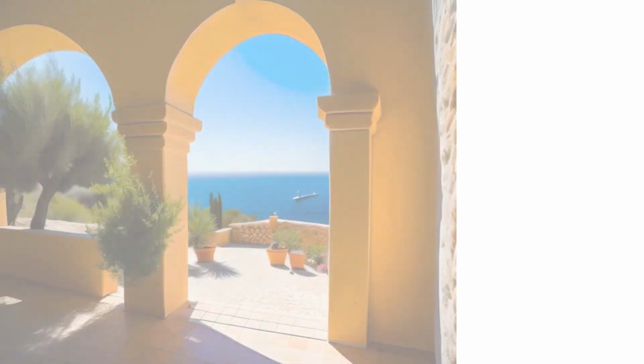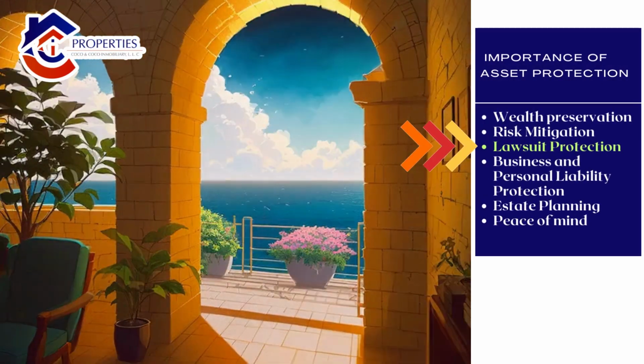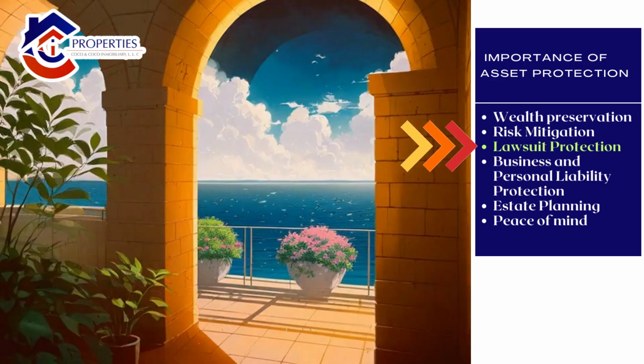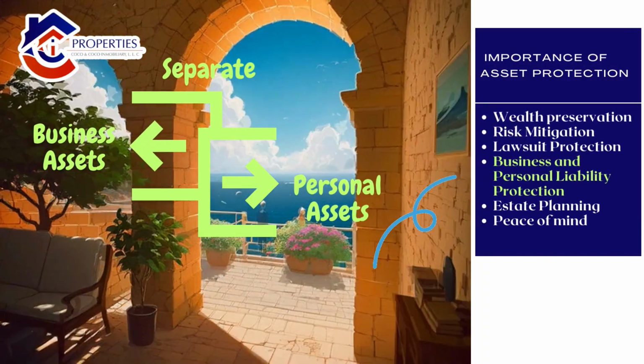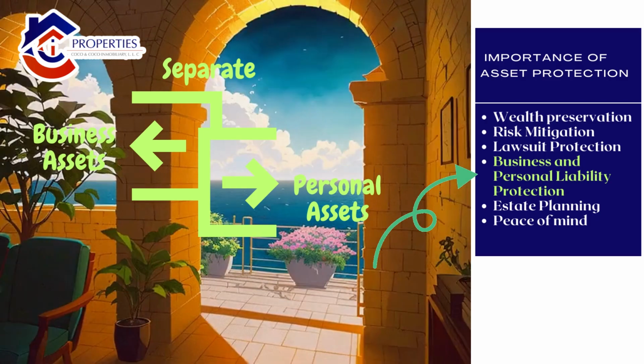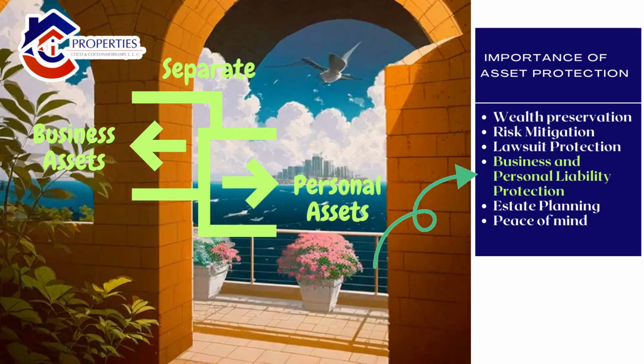Lawsuit protection, to deter potential litigants, because asset protection strategies provide a layer of complexity and barriers to accessing an investor's assets. Business and personal liability protection, to separate business and personal assets, limiting the exposure of personal wealth to risks associated with business activities.